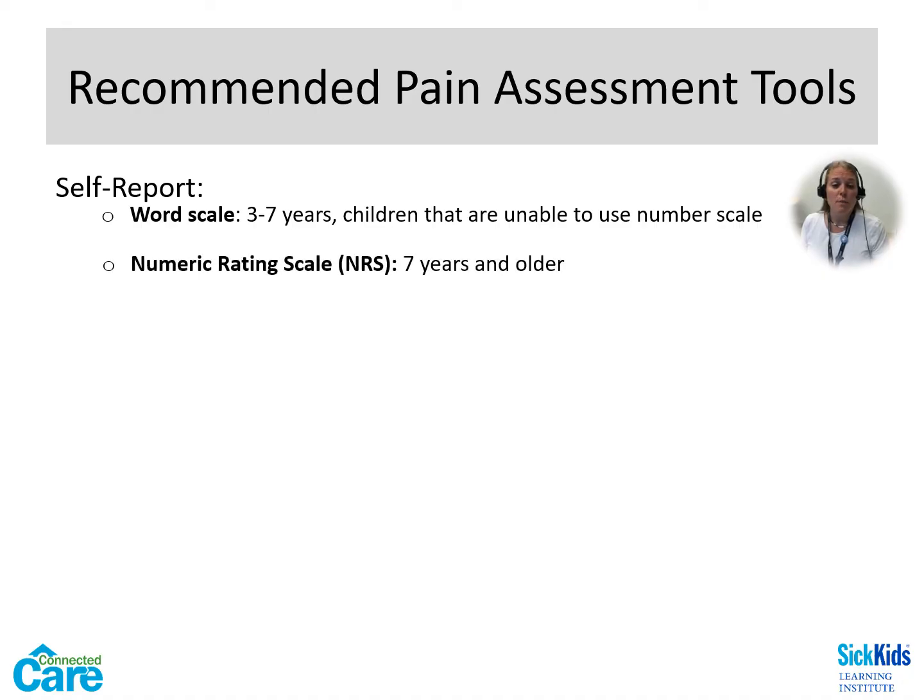There's also the numeric rating scale. This is commonly used for children over 7 years of age, or when they will understand a scale of 0 to 10. 0 being no pain, 10 being a lot or the worst pain they have ever had, and then they can describe how much pain they currently have right now.